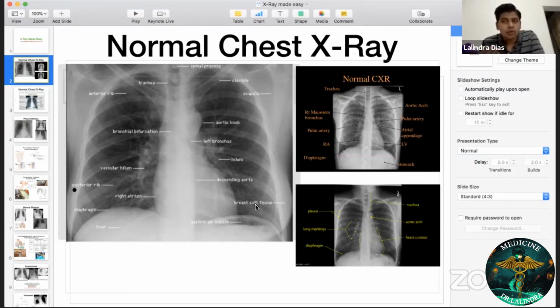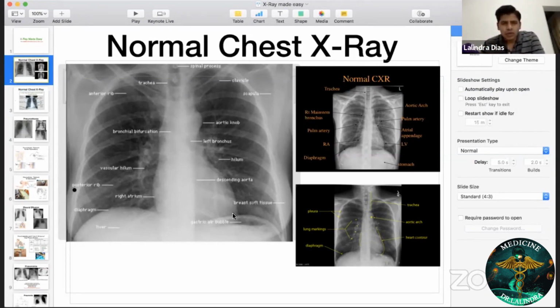So air is always black in color, and fluid, masses, or bones are white in color. Air is black, and fluids, tumors, mass lesions, or bone are white in color. Keep that in mind, very important in interpretation of chest X-ray.